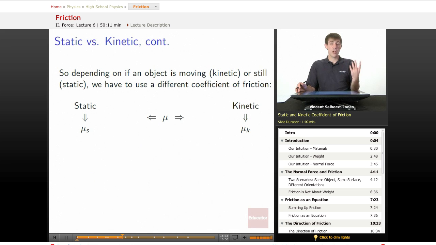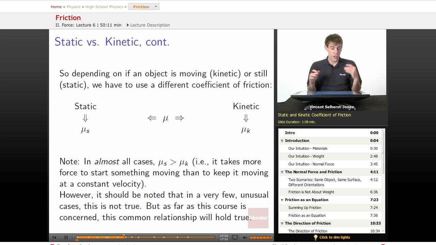All right, so static versus kinetic. If we're going to be able to talk about two different kinds of friction, kinetic, the moving kind, and static, the still kind, the at-rest kind, we're going to have to use a different coefficient for each one. So mu is now going to split into two different categories. Static is going to be mu subscript s, mu sub s, mu s. Kinetic is going to become mu k, mu sub k, mu k. So we've got mu static and mu kinetic.